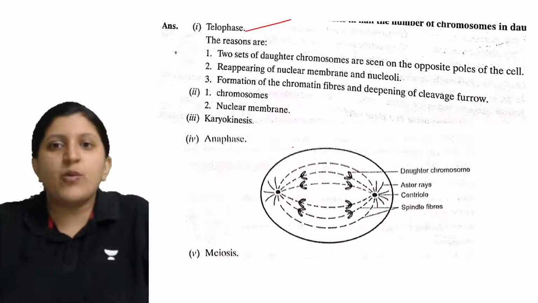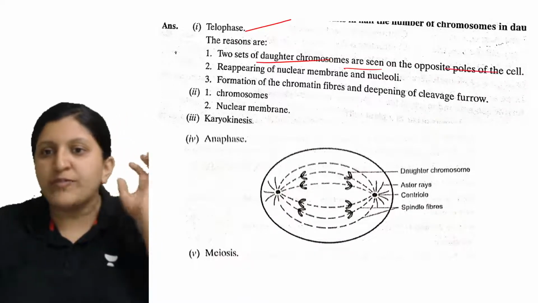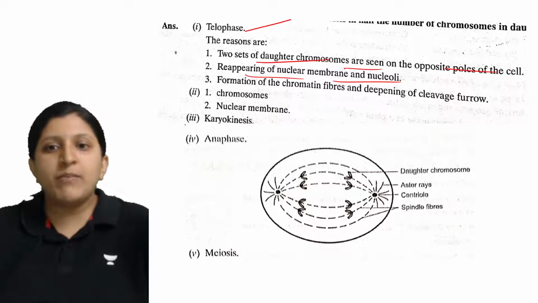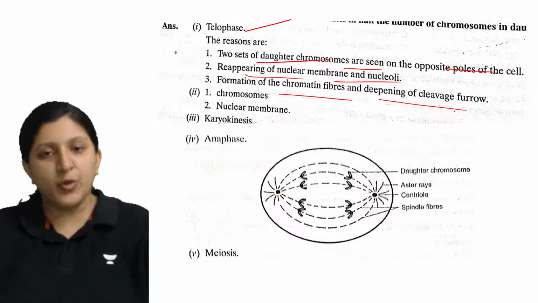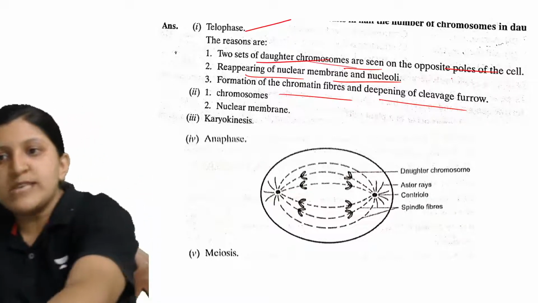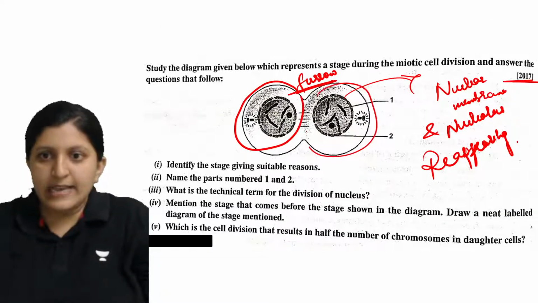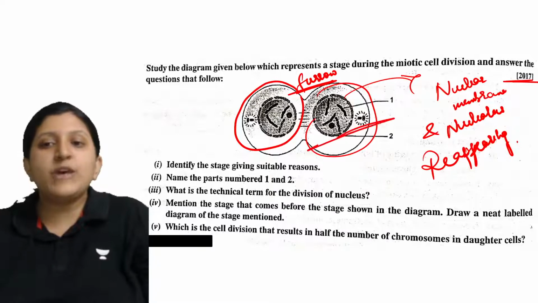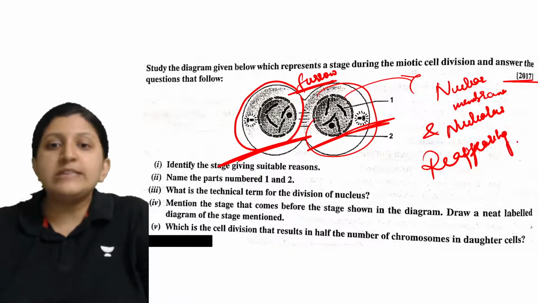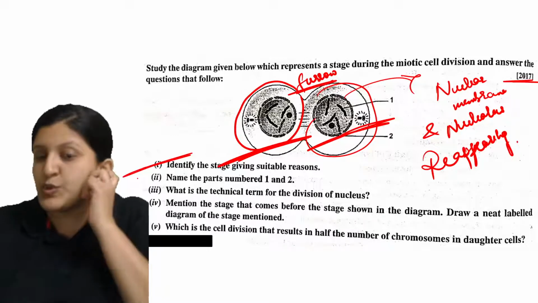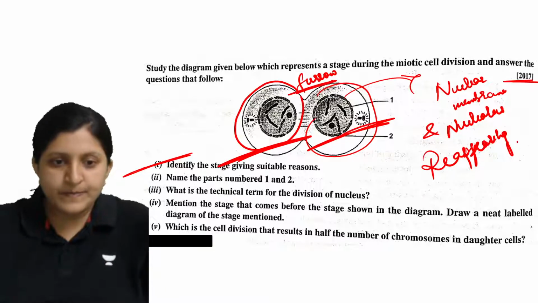Let's see the reason that is mentioned. Two sets of daughter chromosomes are seen on the opposite poles of the cell. Reappearance of nuclear membrane and nucleoli, formation of chromatin fiber, deepening of the cleavage furrow. Now two sets of daughter chromosomes are seen on the opposite poles, so this is one cell and this is another cell. That means two daughter cells are being formed there. This is how you identify the stage giving the suitable reason. Now naming the parts numbered 1 and 2 is asked.